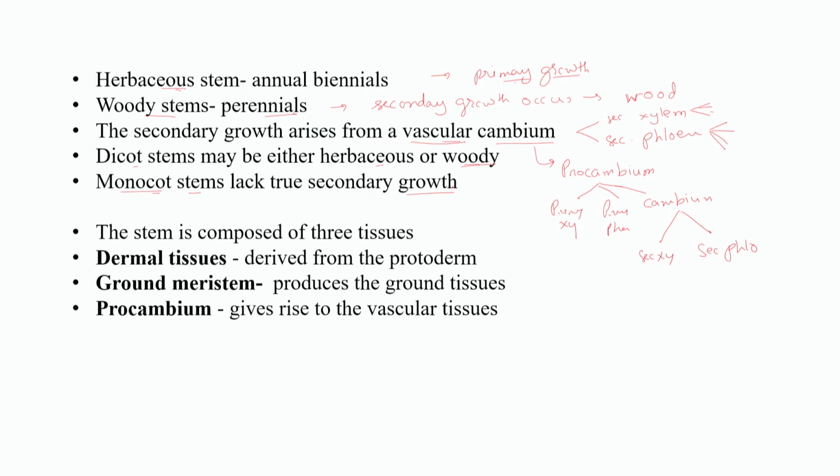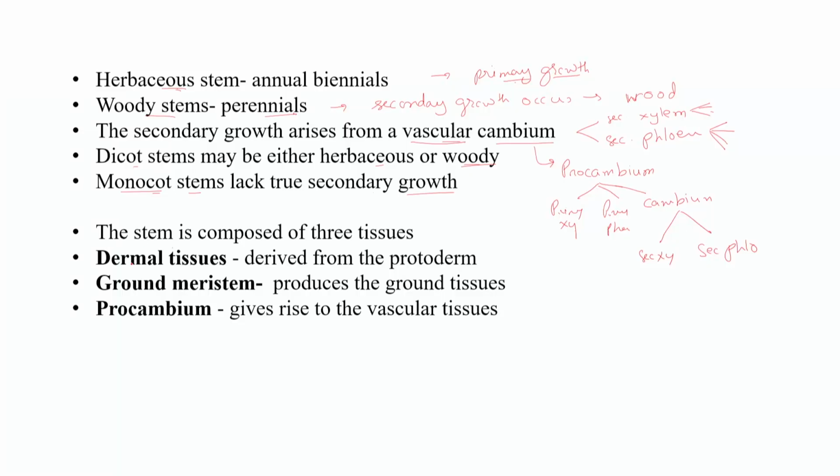But it is important to remember that in monocot stem, secondary growth is lacking. So monocot stem does not show secondary growth, and you would have seen that these stems are quite weak, like wheat, rice, grasses. You all have observed these plants, and you would have seen that they have very weak, very thin stems, and they generally do not grow to a very large height.